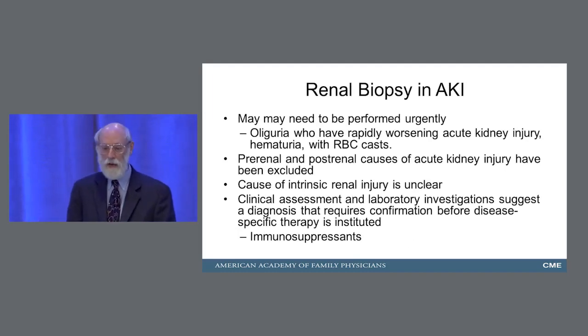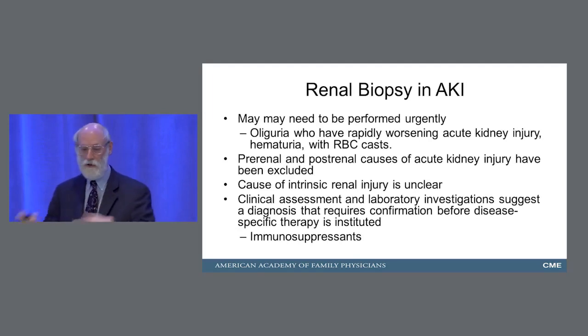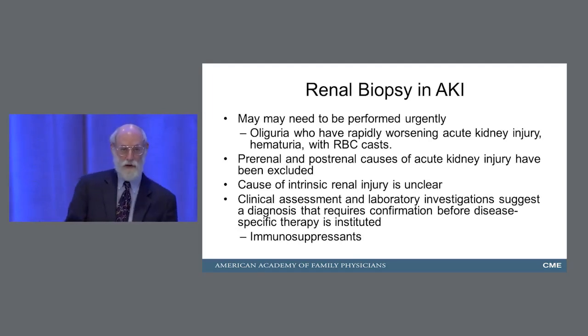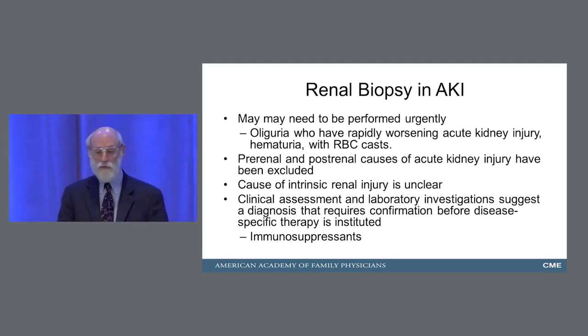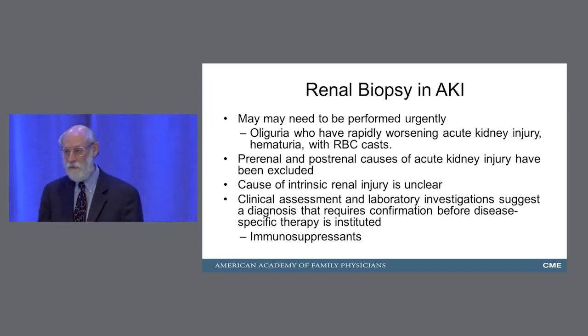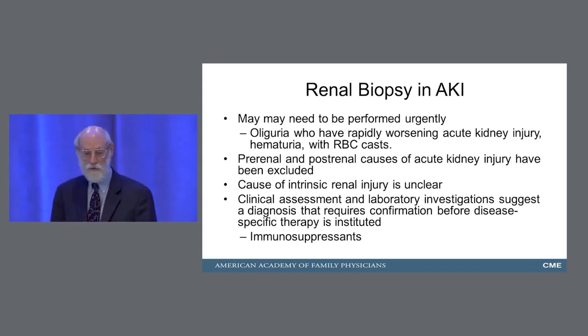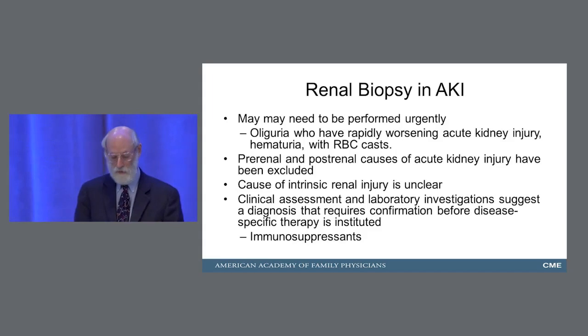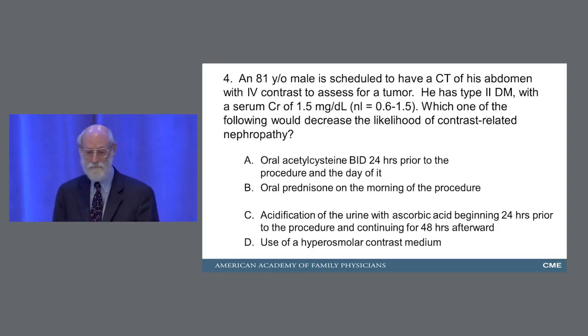We mentioned biopsy. Who gets a biopsy? Your oliguric patient, creatinines are getting worse. They have RBC casts. You think they have a glomerulonephritic syndrome. You're thinking about treating them with immunosuppressants or steroids. Then those patients may benefit from a biopsy.